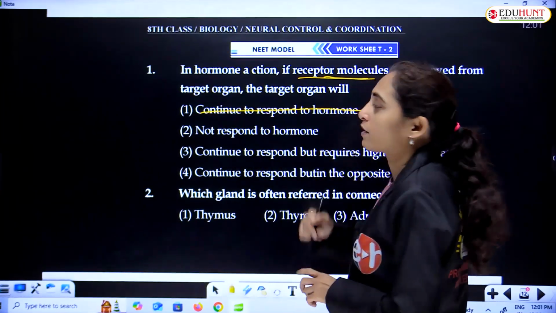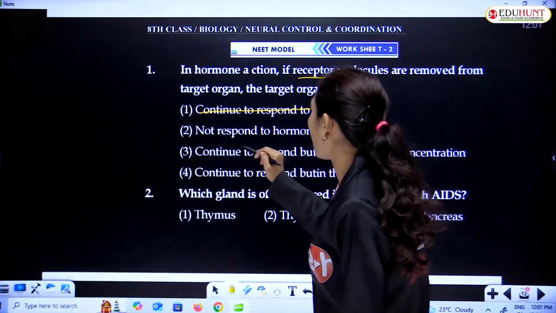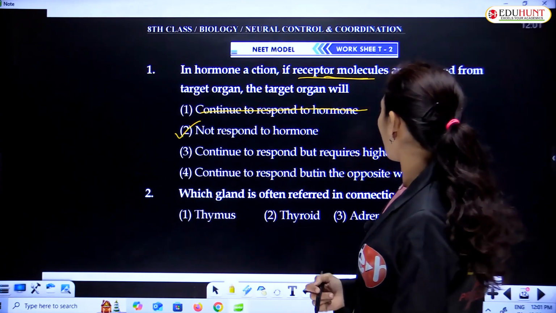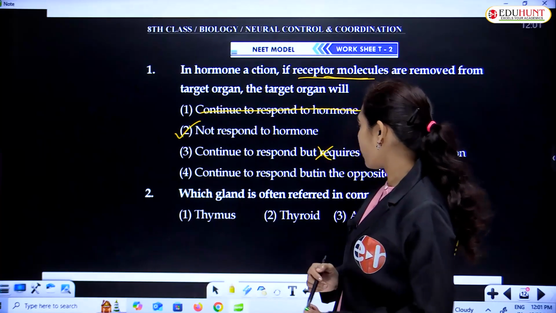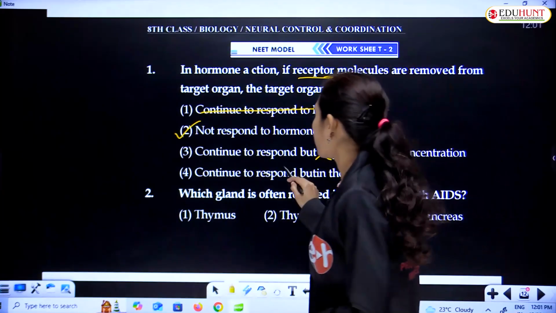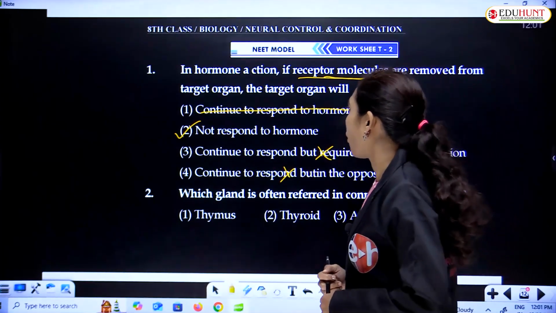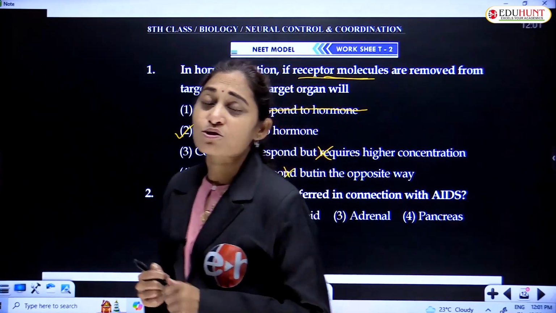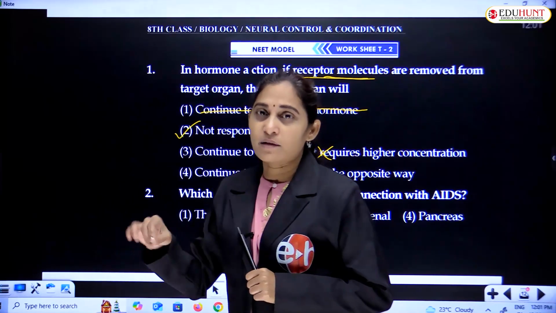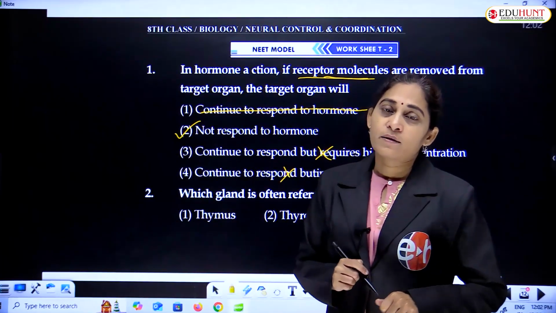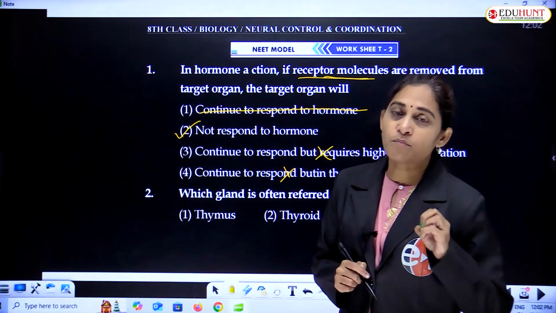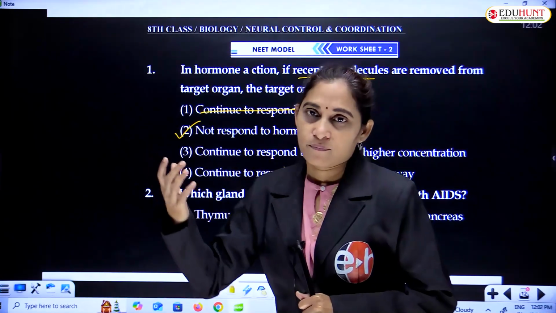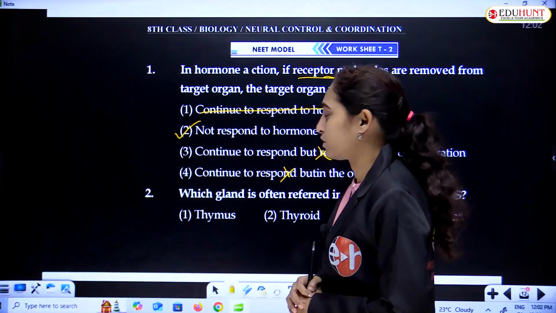Continue to respond? No, it will not continue to respond to the hormone. Not respond to the hormone is the correct answer. Let us see the remaining options. Continue to respond but requires higher concentration: no. Continue to respond but in the opposite way: no. So the answer is not respond to hormone. It will not respond because of damage or alteration in the receptor molecules, or removal of the receptor molecules. The hormone, the signal molecule, will not be able to bind to the receptor and the function will be stopped. The organ will not function.